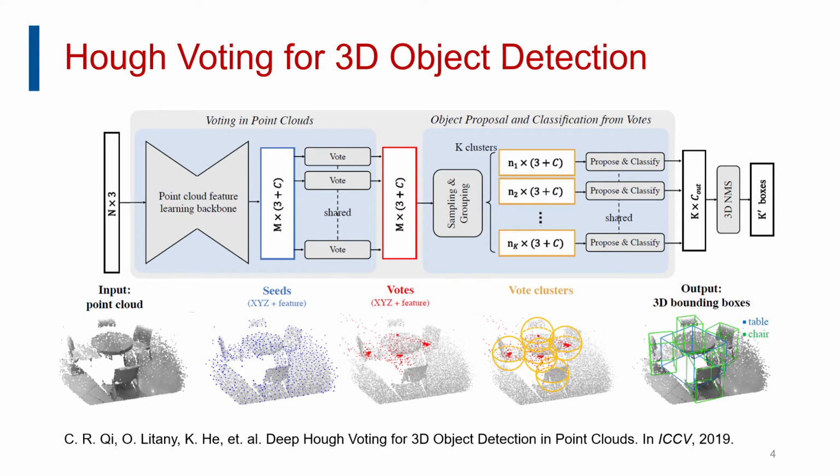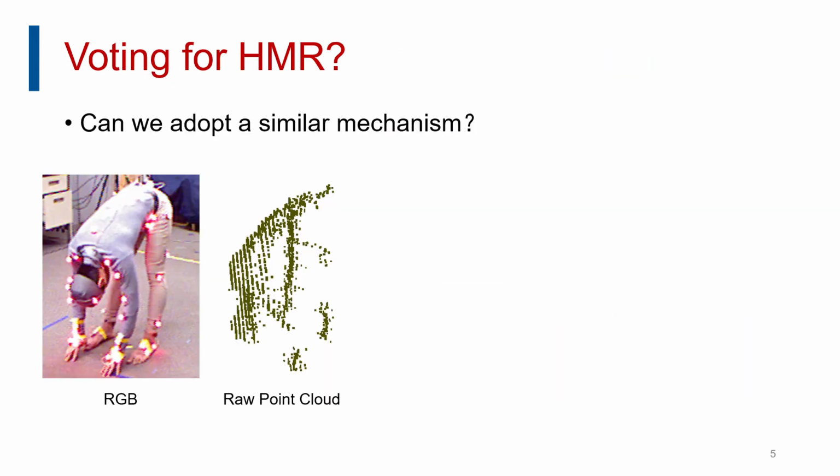VoteNet is the first deep learning method that successfully applied Hough voting for object detection on point clouds. After passing the input point cloud through a backbone network, VoteNet samples a set of seed points and generates votes from their features. Votes are targeted to reach object centers. As a result, vote clusters emerge near object centers and in turn can be aggregated through a learned module to generate box proposals. We argue that the vote mechanism can be adopted in human mesh recovery from partial point clouds.